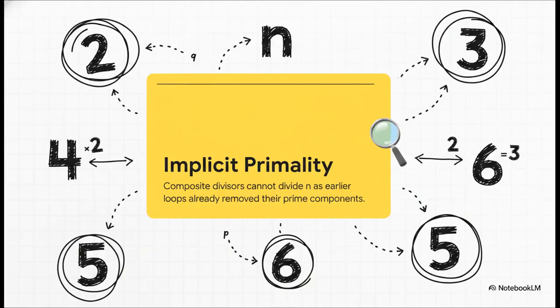But wait a second, looking at this code, why aren't we checking if our divisor is actually prime? I mean, how do we know d isn't 4 or 6? Oh, right, that is implicit primality at work. It's a mathematical guarantee. Composite numbers like 6 will literally never cleanly divide n at this stage because their prime components, the 2's and the 3's, were already entirely exhausted by the inner loop earlier on. So absolutely no explicit primality check is needed, which saves us a ton of compute cycles.